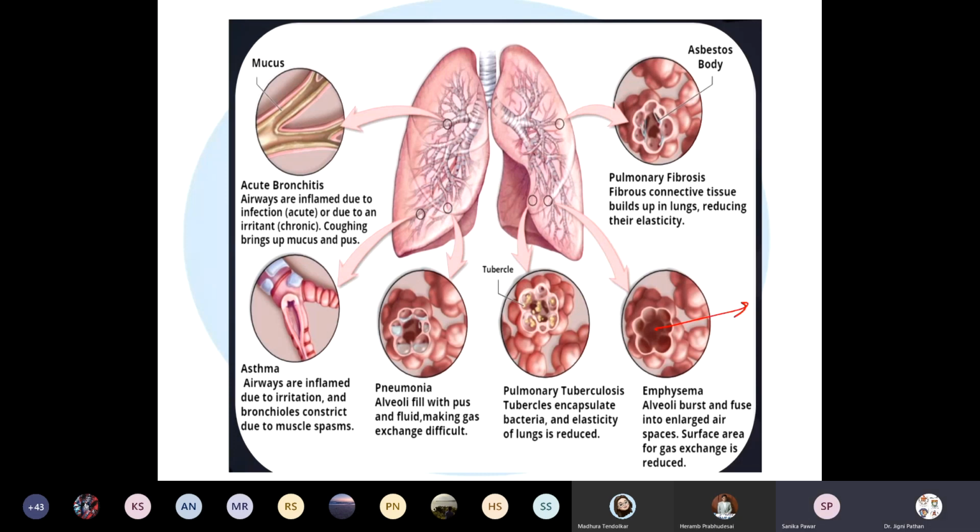Ma'am, could you please explain the sentence written below emphysema? Emphysema: alveoli burst and fuse into enlarged air spaces. See, each single alveolus is something like this. So now this is an alveolus, but after some time, what happened? The alveoli will burst and fuse to become enlarged air spaces. Now it will become like this. Do you understand? They fuse, and this space is occupied with foul air, which is not good air, which is smoke.